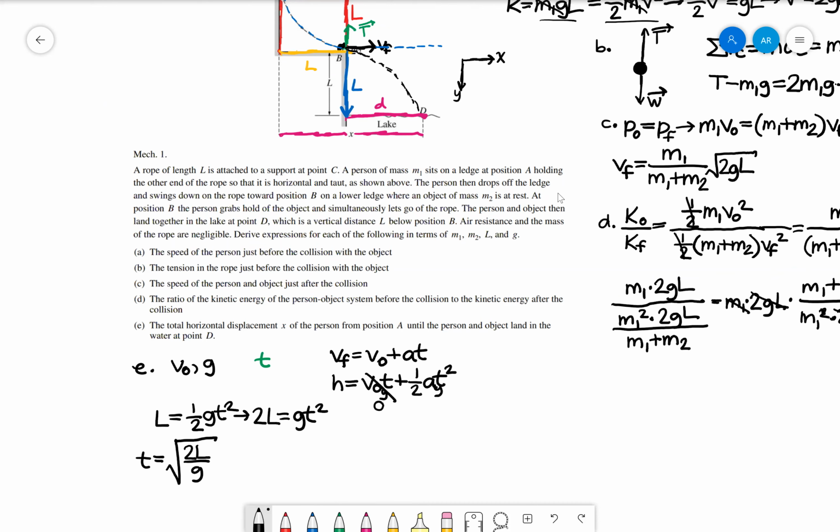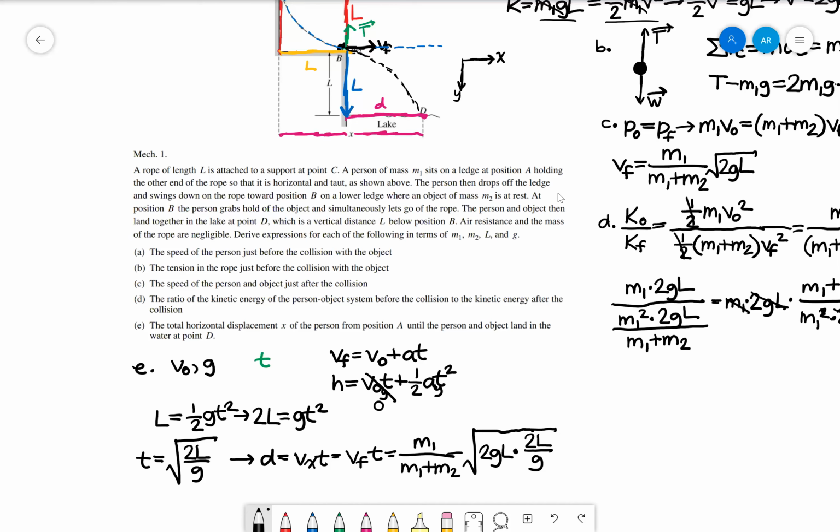Now, what is our distance? Now we go to the x direction. D equals Vx times t, and in effect, Vf times t, where Vf is the velocity we found in part C. Because all of Vf is in the x direction and this x velocity is constant, now we get m1 over m1 plus m2 times the square root of 2gL. So I'm going to do all of these operations inside the square root. So 2gL times the time, which is the square root of 2L over g.